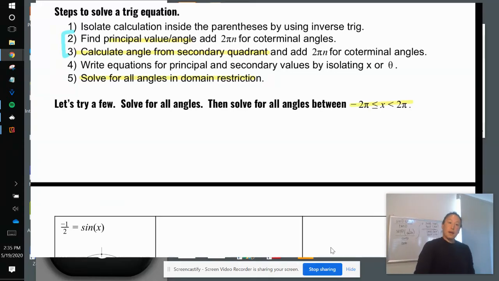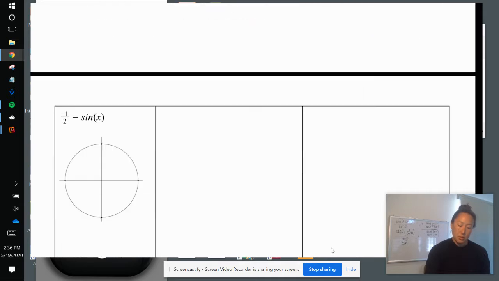Hey, welcome back. We're going to solve trig equations for real now, now that you had an overload of information. So, we're going to start with this one.